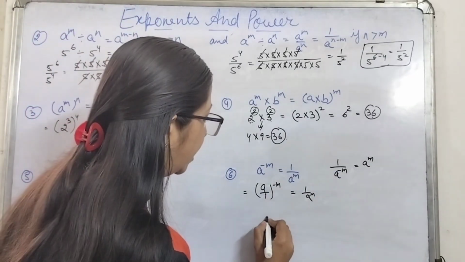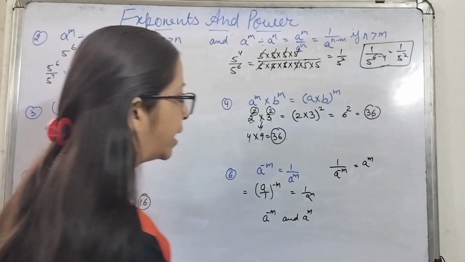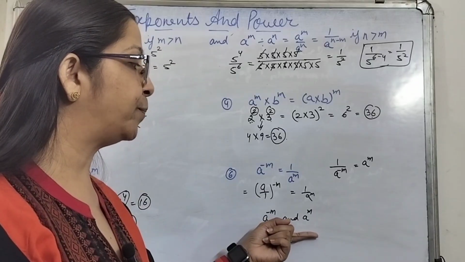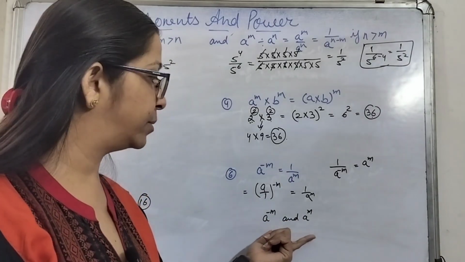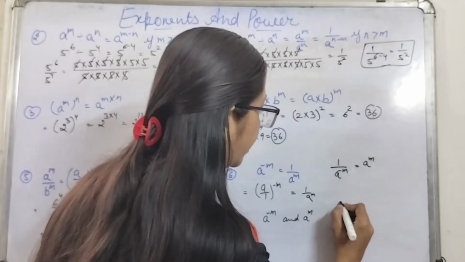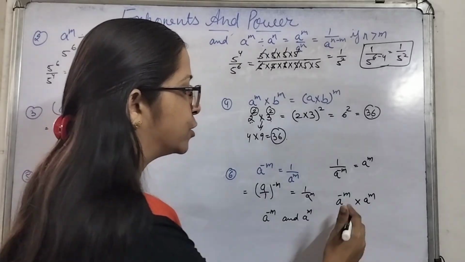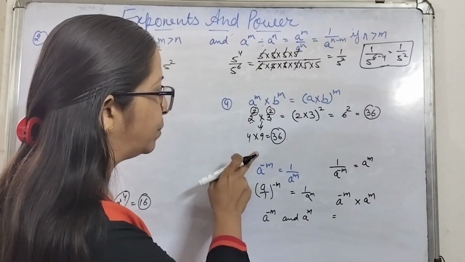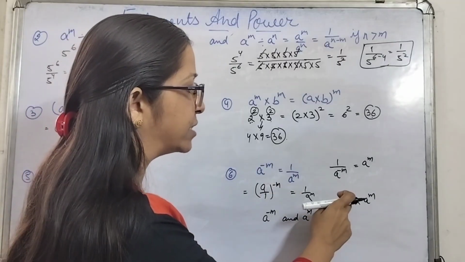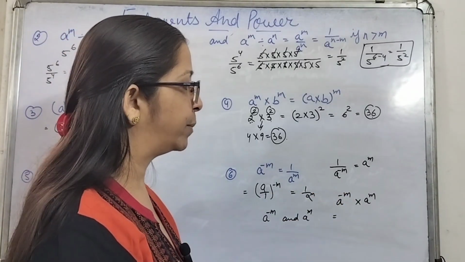Here we can see a raised to the power minus m and a raised to the power m, they are multiplicative inverses. What is a multiplicative inverse? If we multiply these two numbers, then the product will be 1. So if we multiply these two, a raised to the power minus m multiplied by a raised to the power m. So just now what we said, a raised to the power minus m could be written as 1 upon a raised to the power m also. If it is having a negative power, then we will reciprocate the number and the power will become positive.